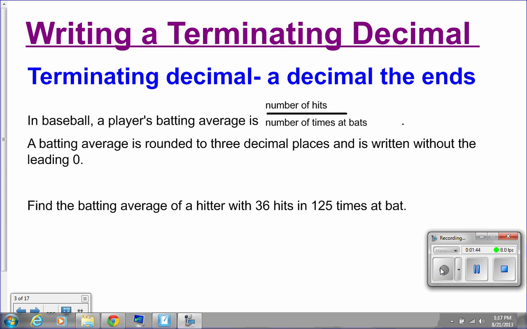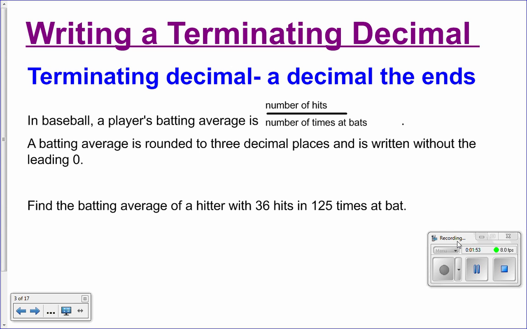So a terminating decimal. A terminating decimal is a decimal that ends, and we're going to learn how to write a terminating decimal. This example says in baseball, players' batting average is the number of hits over the number of times at bat. This fraction bar means division. So that's the operation that we're going to be using when we write a terminating decimal.